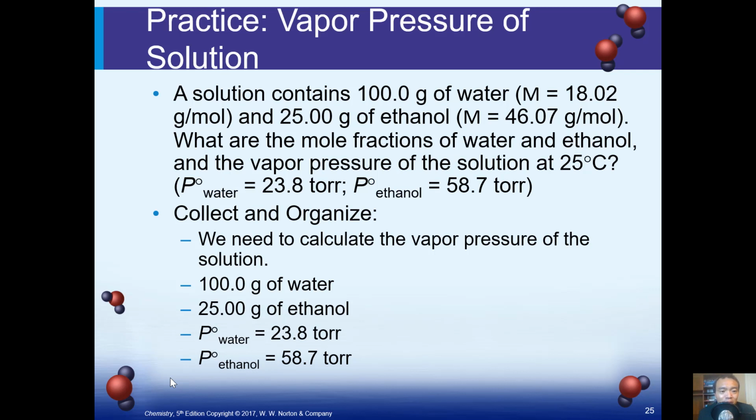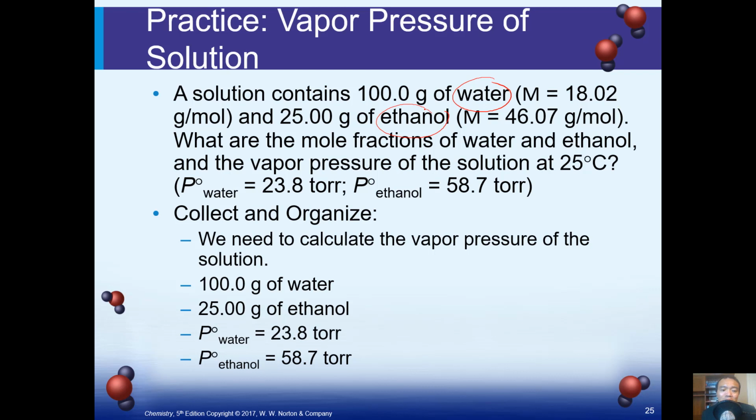Let's look at one example. In this example, a certain amount of water is mixed with ethanol. The first thing you have to pay attention to is that both water and ethanol are volatile. So both of them will contribute to the vapor pressure of the resulting solution. So you will have to use P total or P solution equals chi1 times P1 plus chi2 times P2, etc.